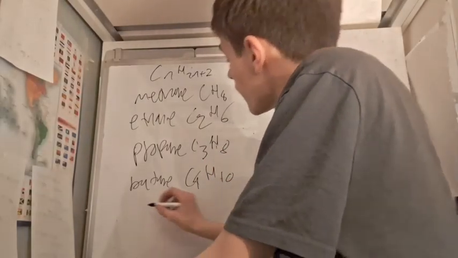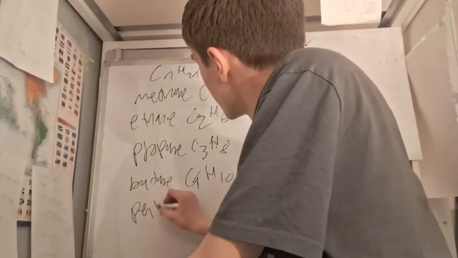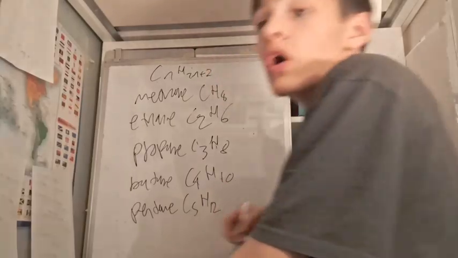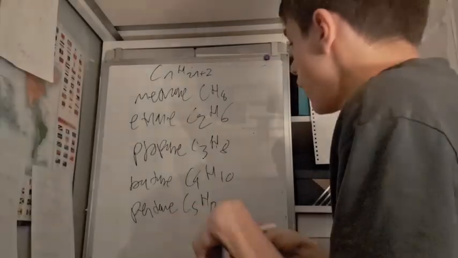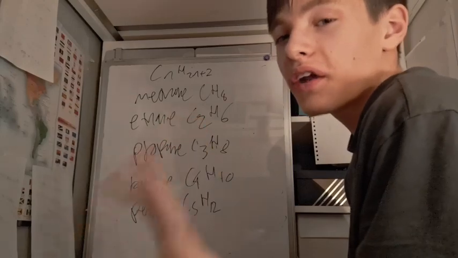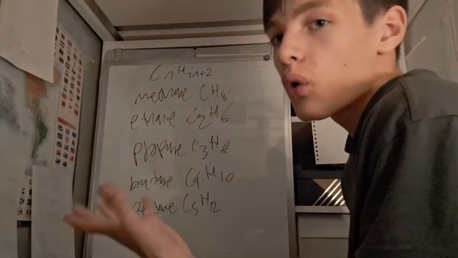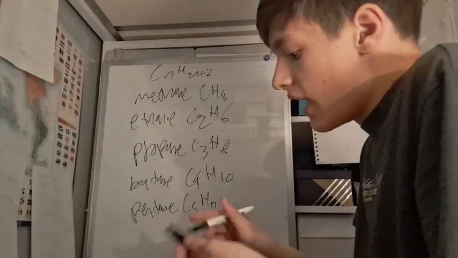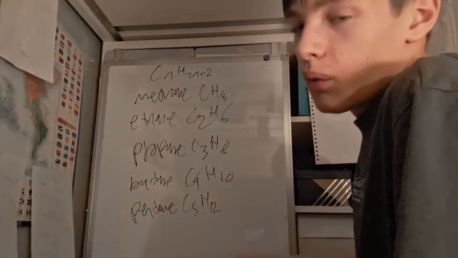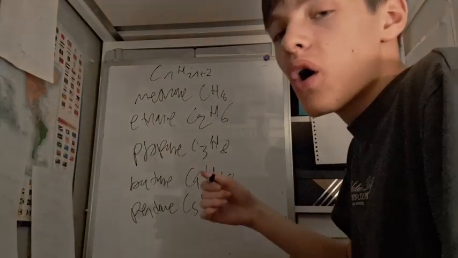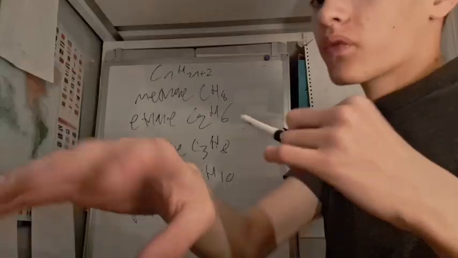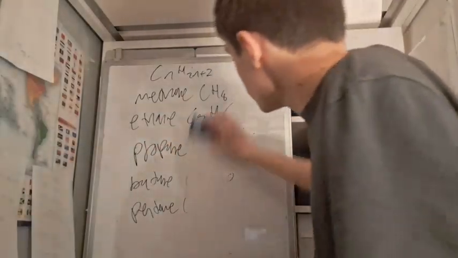C4H10. And also pentane, C5H12. You can keep going. It goes from pentane to hexane, heptane, octane, nonane, decane, undecane, dodecane, and it just continues. But in this video, we'll be focusing on, I can't continue on my whiteboard, but we'll go all the way up to octane, and that's it. Something interesting about octane, though, I'll give a little thing about it.